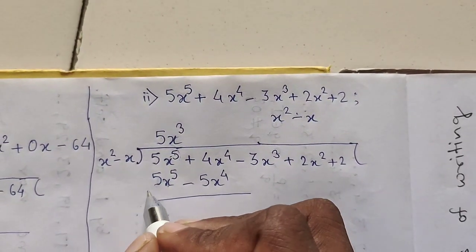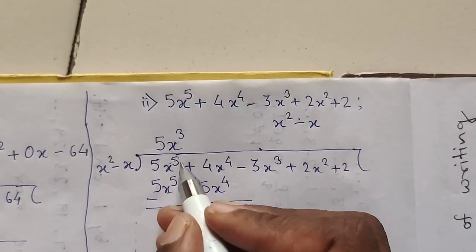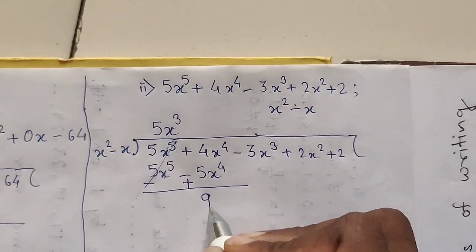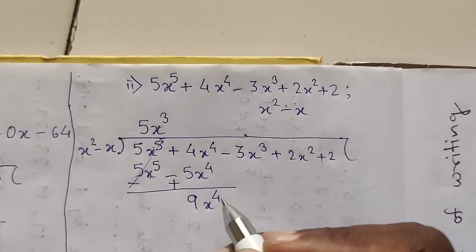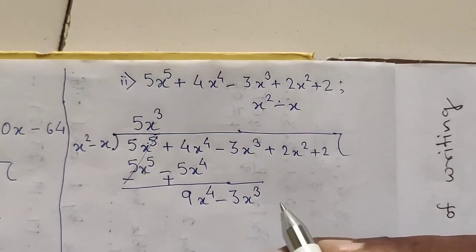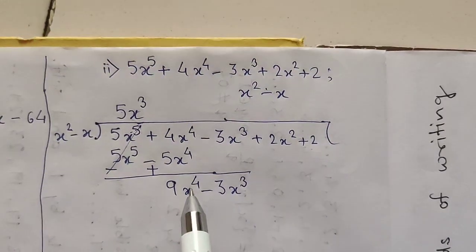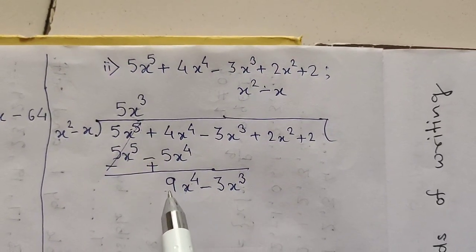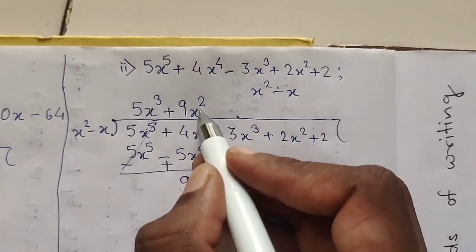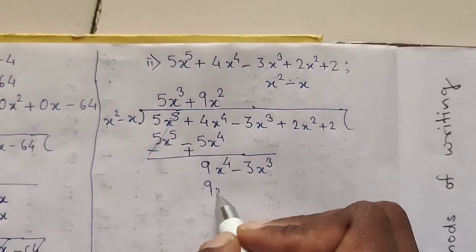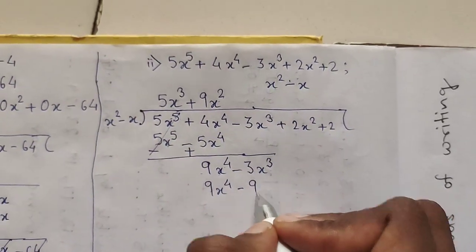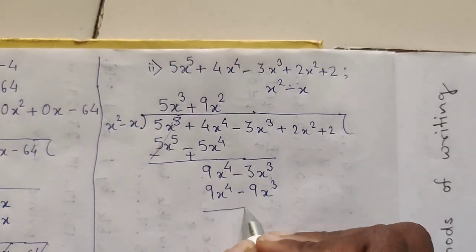You know, whenever you are subtracting you have to change the sign, so this minus 5 and plus 5 get cancelled, and this is plus 4, this is plus 5, so this becomes 9. You know, 4 plus 5 is 9, and your next term is what, minus 3x cube. Again compare, this is x square, this is x power 4, so x square is missing and 9 is also there, so plus 9x square. Now multiply, you are going to get 9x power 4 minus 9x cube. Okay, now let us subtract.